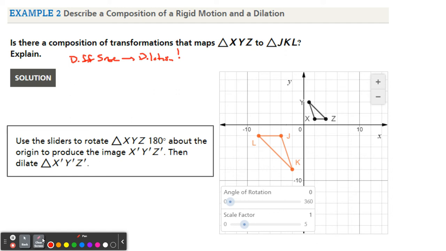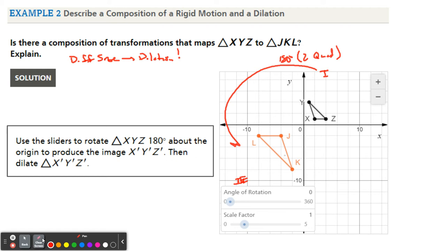If you look at the orientation of them, I think you could also do a double reflection. You could reflect across the y-axis and the x-axis. I think that could work. But I'm going to do a rotation of 180 degrees because I want to get it from quadrant 1 into quadrant 3. So I'm going to rotate this guy 180 degrees, and that'll take me 2 quadrants counterclockwise.